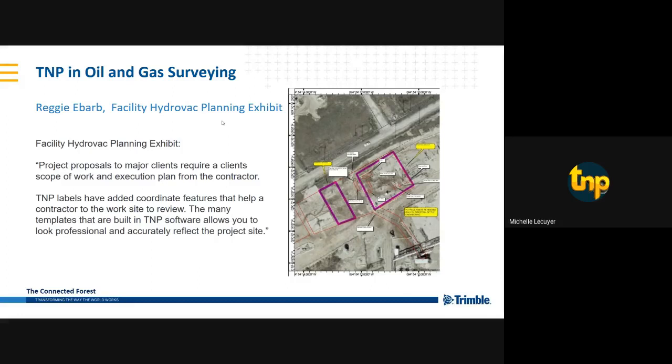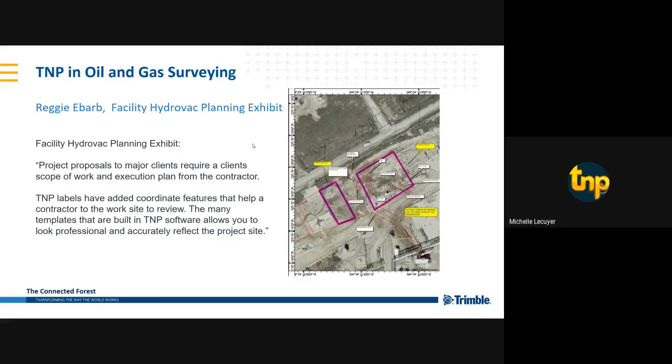Just have some desktop shots that Reggie was so kind to provide here. With Reggie's line of work, maps are referred to as exhibits. And so we have a facility hydrovac planning exhibit. Project proposals to major clients require a client's scope of work and execution plan from the contractor.